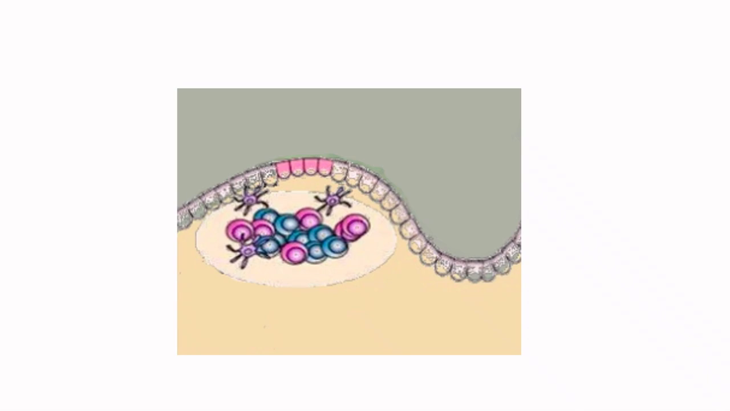Okay, so what this picture shows is a section of the gut, and up here we would have the lumen, and down here we would have the so-called lamina propria.